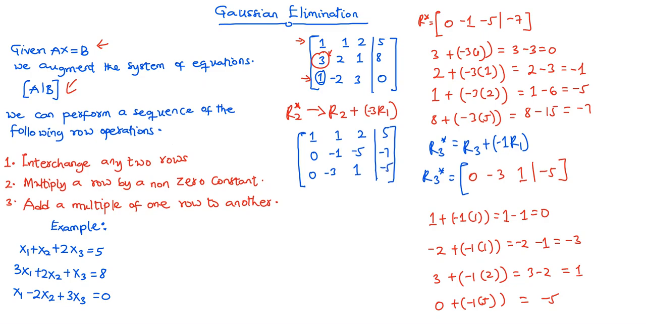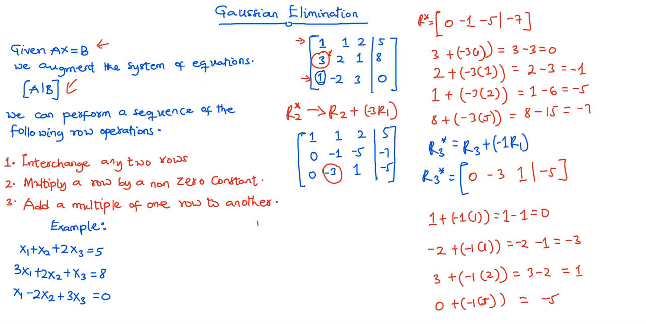Okay, so now the last thing we'll have to do is to change this minus 3 here to 0, so that we get our upper triangular matrix. So let's look at how we are going to do this. To change this 3 here to 0, what I'll do is that I will multiply row 2 by minus 3, then I'll add it to row 3.